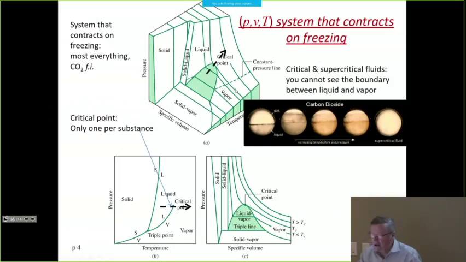Now, most substances look like this, actually. So we have here the PVT diagram for a system that contracts on freezing. Here we have the vapor dome. And going from liquid to solid, the specific volume decreases. This region of the phase diagram, which is easier to see in this type of solid, is the equivalent of the vapor dome, but for the solid to liquid transition.